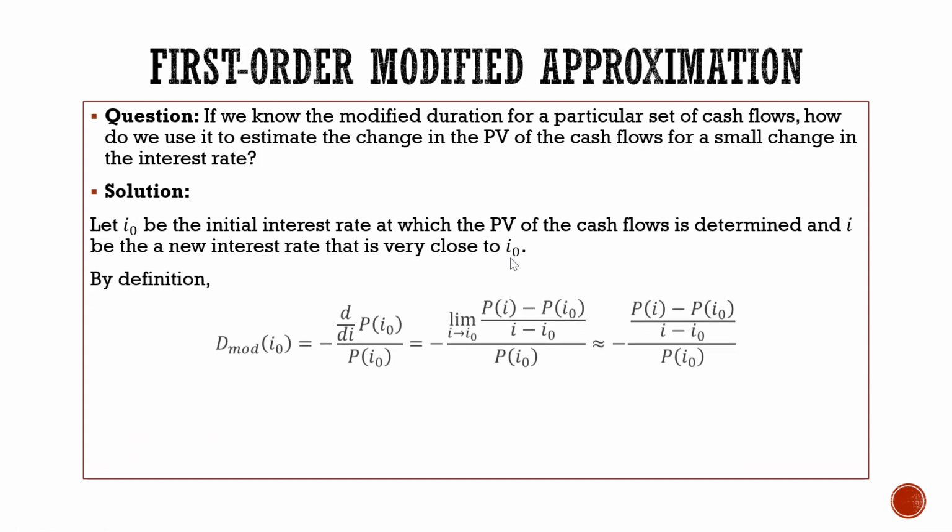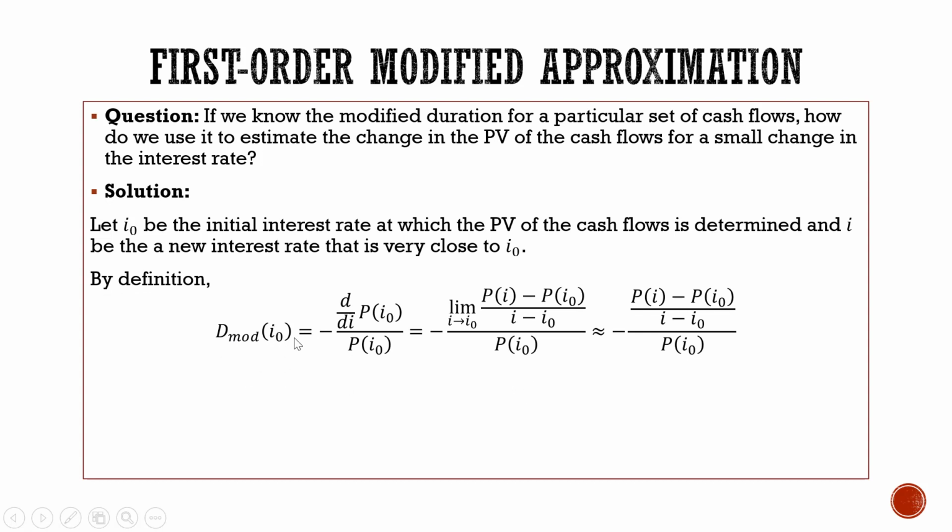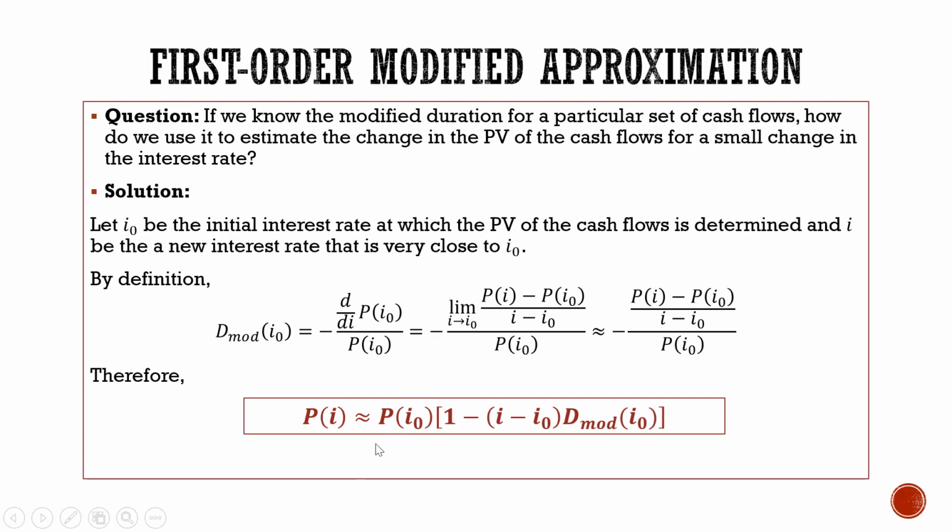So by definition, the modified duration at the interest rate i naught is equal to negative the first derivative of the price function with respect to interest rate i at the point i naught over the price at i naught. Using the definition of the first derivative, the first derivative of the price function with respect to i is just the limit as i approaches i naught of p of i minus p of i naught over i minus i naught. The whole thing here we divide by p of i naught with a negative sign to define the modified duration. So for this approximation, we are going to solve for p of i. So p of i is approximately p of i naught times 1 minus i minus i naught times the modified duration at the interest rate i naught. And similar to the modified approximation, we have the first order Macaulay approximation using Macaulay duration.